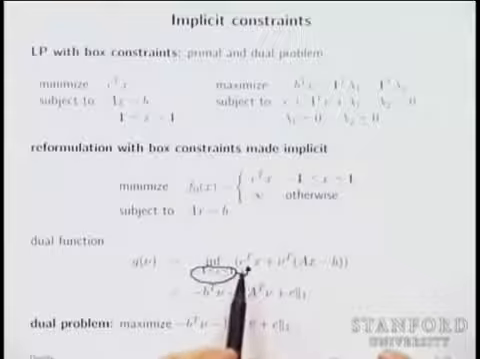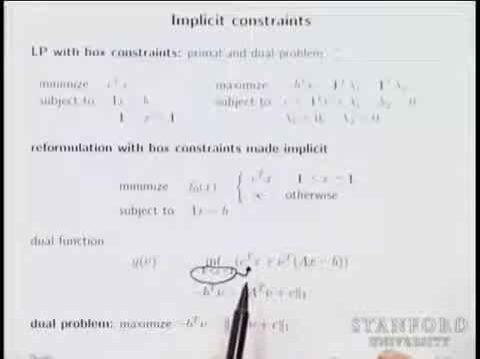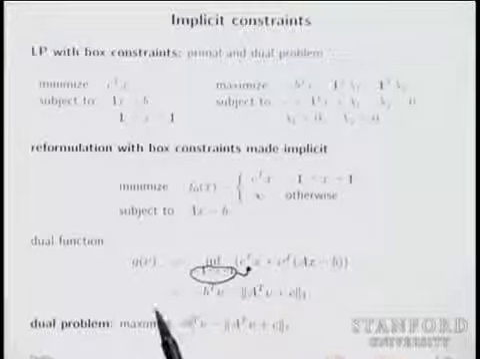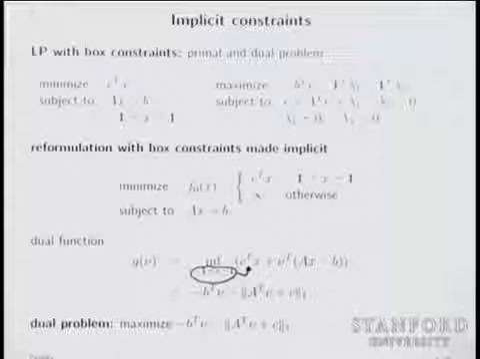But I know how to, in fact, wait a minute. I think you solved one. Didn't you do this on some homework? This is one of your trivial LPs. Minimize c transpose x subject to x in some box.